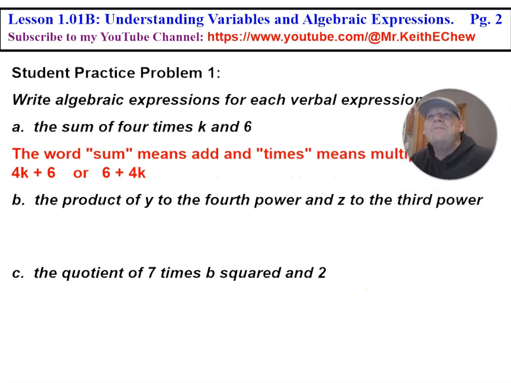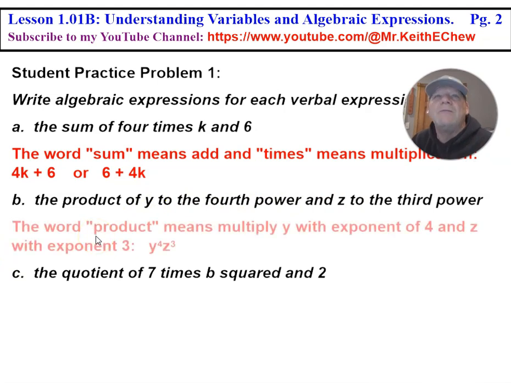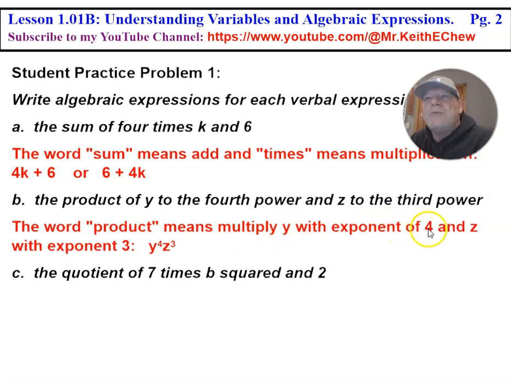The next one, the product of y to the 4th power and z to the 3rd power. The word product means multiply, so we're going to take y with an exponent of 4 and z with an exponent of 3 and multiply them. So y to the 4th, z to the 3rd.